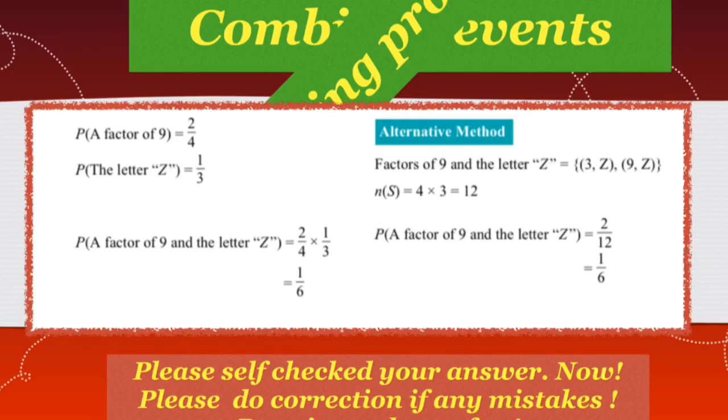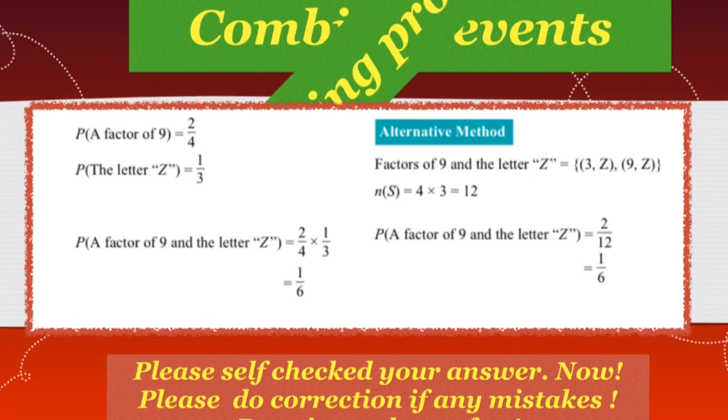Let's see the answer for the question just now. So there are 2 solutions. Either you write probability of a factor of 9. You have 2 factors of 9, which are 3 and 9. So it's 2 out of 4. So the probability of letter Z, you only got 1 Z. So 1 out of 3. So the probability of getting a factor of 9 and the Z is 2/4 times 1/3. Because of the word "and", you multiply. So the answer is 1/6.